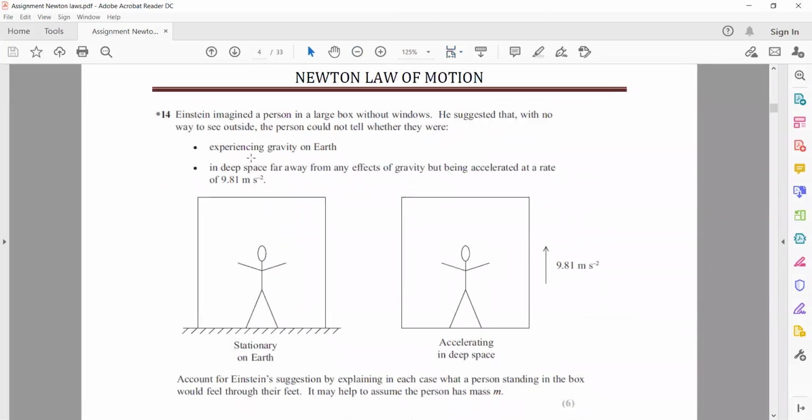Look, in this question, Einstein imagined a person in a large box without a window. Like a person is inside a box and there's no window to see outside. He suggested that with no way to see outside, the person could not tell whether they're experiencing the gravity of Earth.